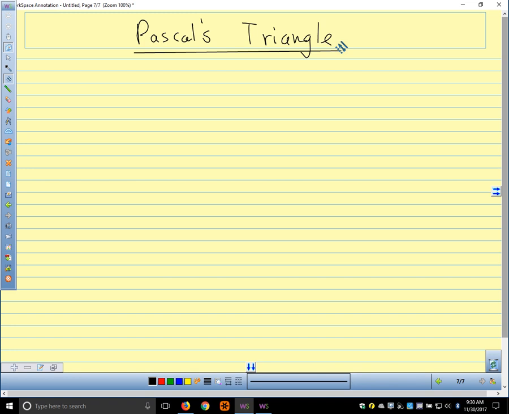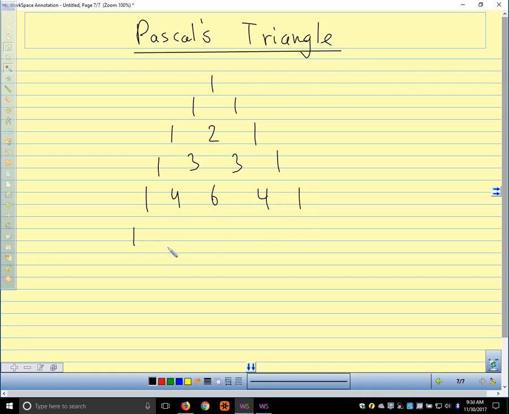So Pascal's triangle, we start with ones. And we always have a 1 on the outside. And we get the number below here by adding these two above together. So 1 on the outside, 3, 3, 1. 1, 4, 6, 4, 1. 1, 5, 10, 10, 5, 1. I'll do one more. And we can keep going.